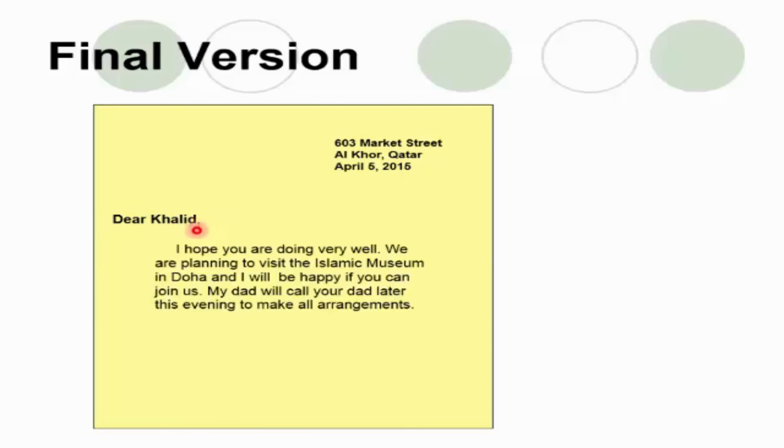This is the final version. Here we have the heading, and it includes the address and the date. The greeting. It is Dear Khalid, and as we said before, we shouldn't forget the comma. And here is the main body of the letter. Here we have the closing, your friend, and here is the final signature.